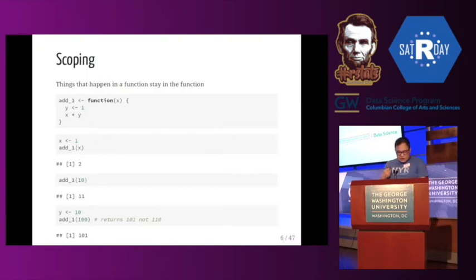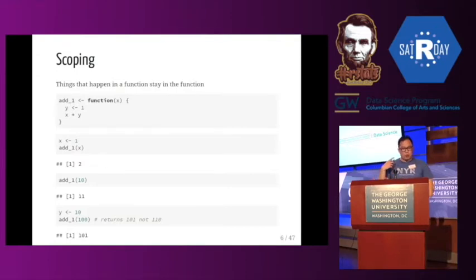So about scoping. Things that happen in a function really stay in a function. If I have this function that takes in one parameter and inside this function I say y gets 1 and return x plus y, that makes sense. If I pass add_1 a value, it'll give us 2. If I pass it another value, it'll give us everything accordingly. But if outside of the function definition I define y, for example y gets 10, and I also call add_1 with 100, I still get 101, right?